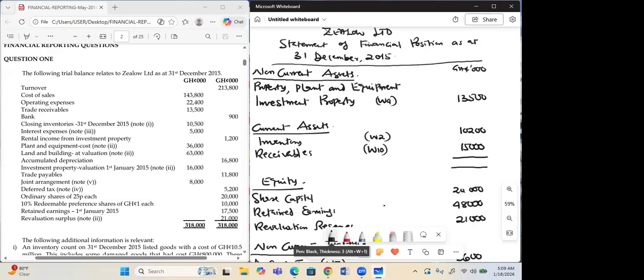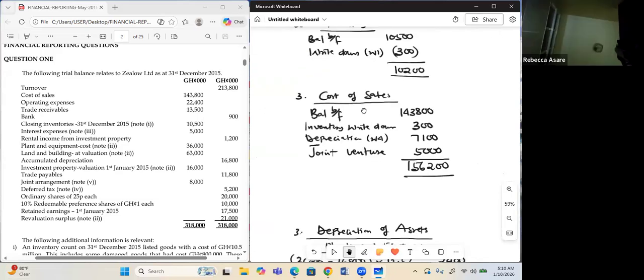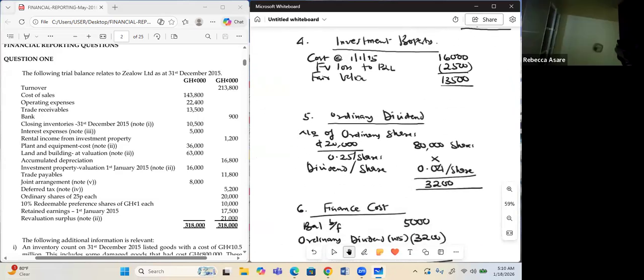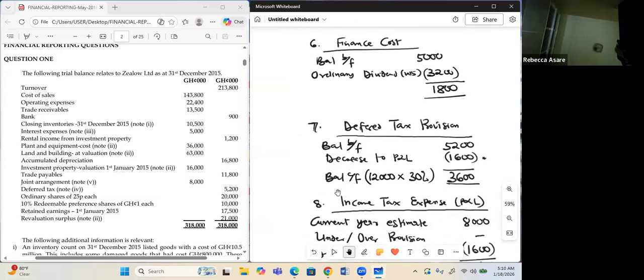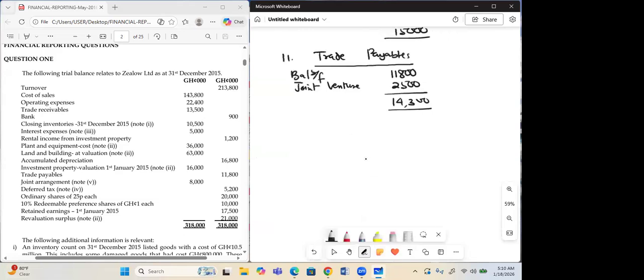So now, let's assume our PPE was 87,100. I want to check from our workings. Let's check if we will get the 87,100. So let's go and do our PPE workings and see if we will get that 87,100. Let me call it here working number 12.